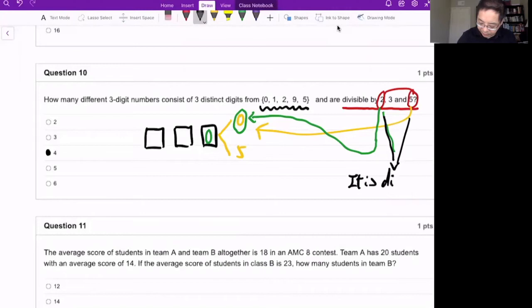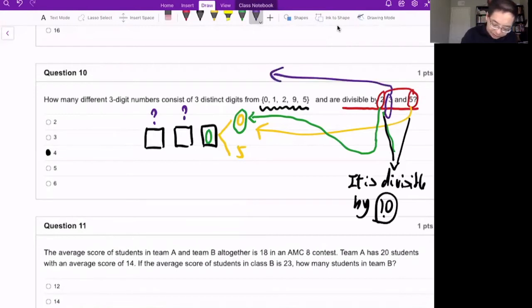It is divisible by 10, right? Now, if it's divisible by 10, then of course the last digit has to be 0. Okay, now we need to decide the other 2 digits, and then we need to utilize the condition that it is divisible by 3.